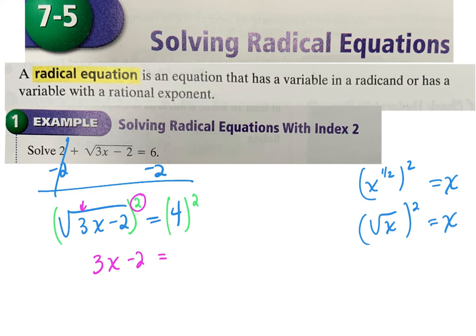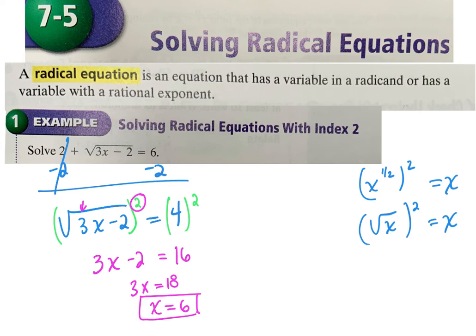On the right side, I literally just do the numeric evaluation. 4 squared, that's going to be 16, right? Then I have a really simple equation to solve. Add 2 to both sides. 3x equals 18. Divide by 3, x equals 6, all right?